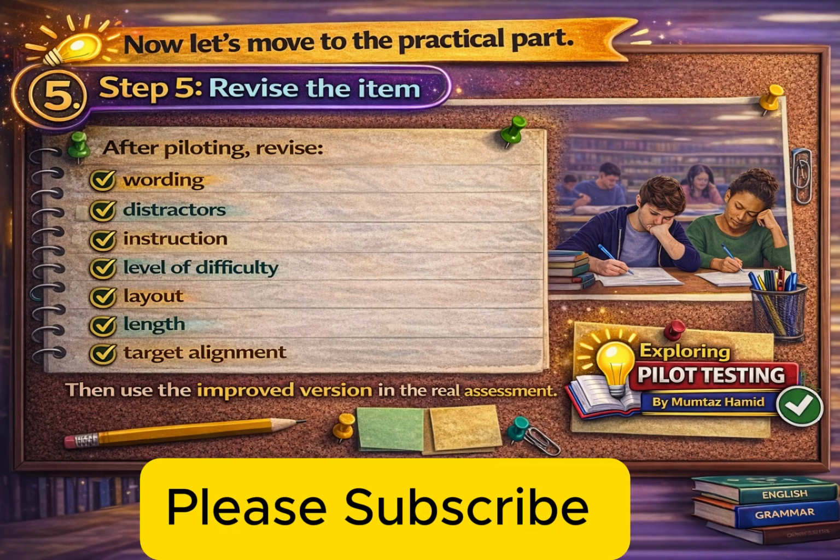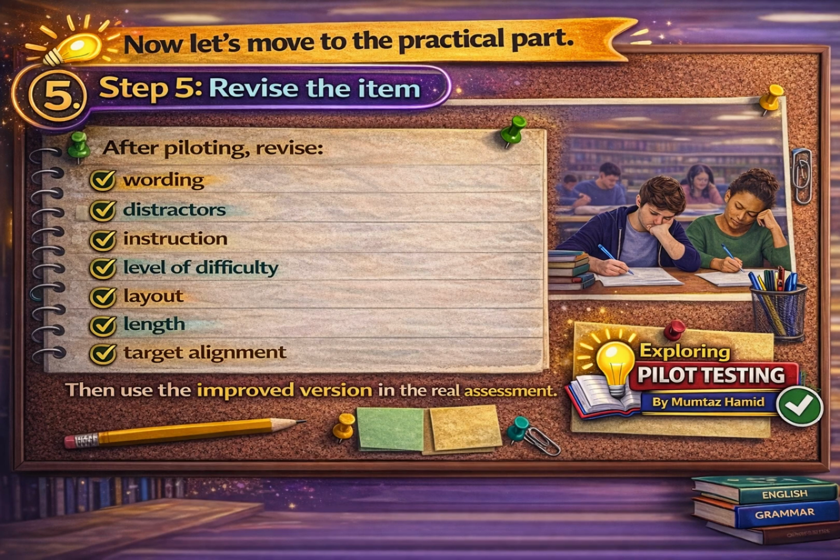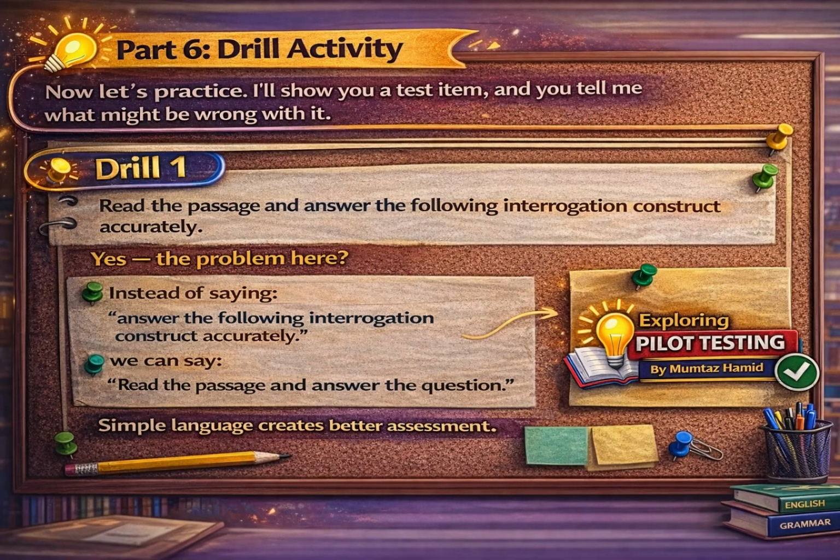Step 5. Revise the item. After piloting, revise wording, distractors, instruction, level of difficulty, layout, length, and target alignment. Then use the improved version in the real assessment.